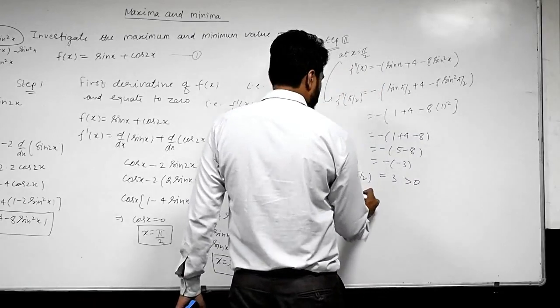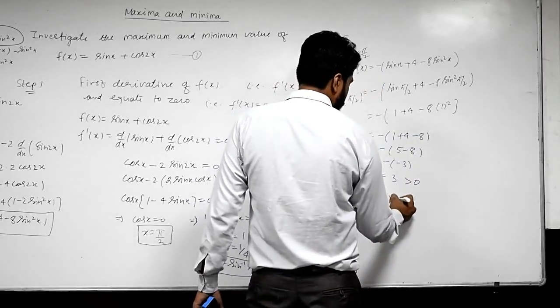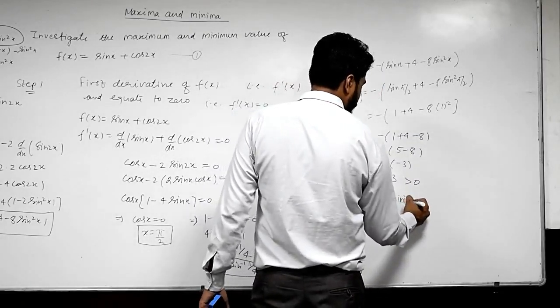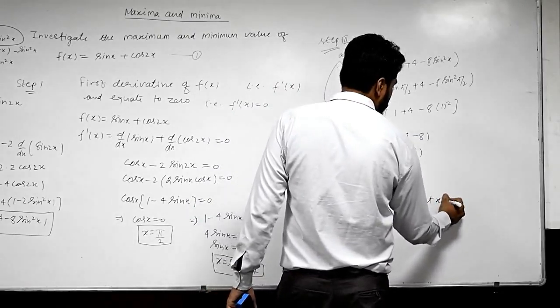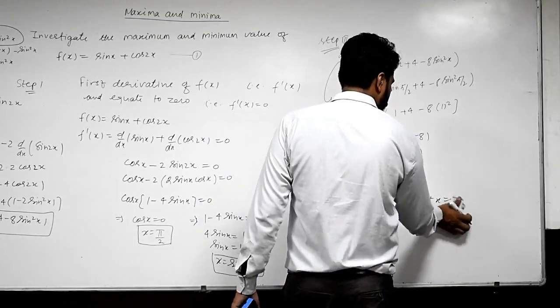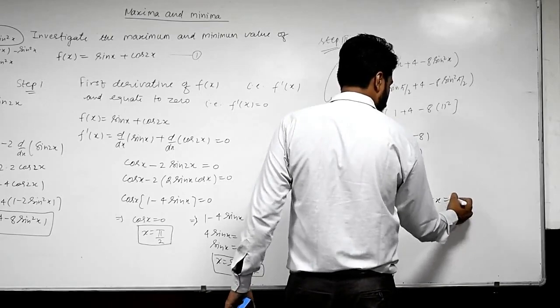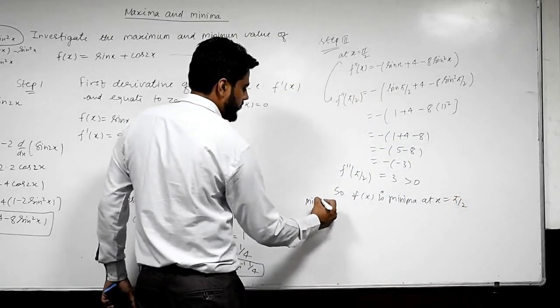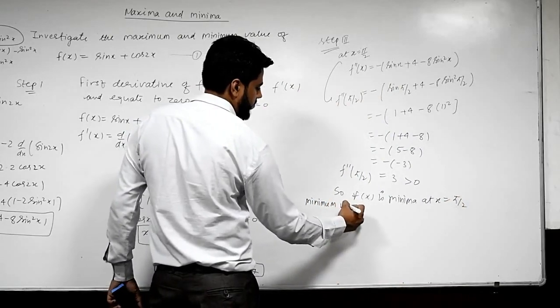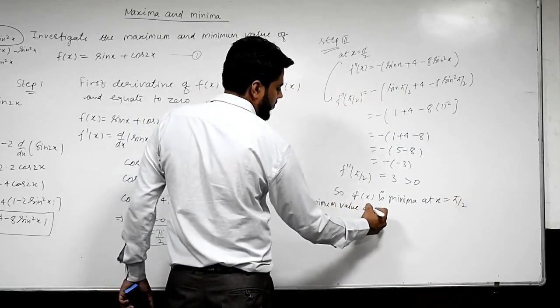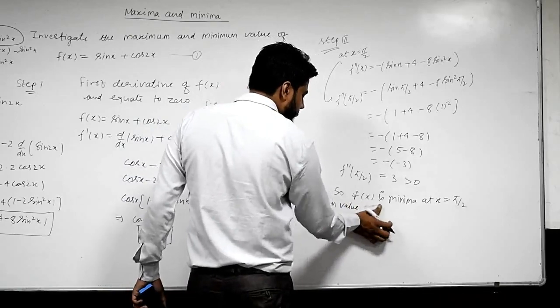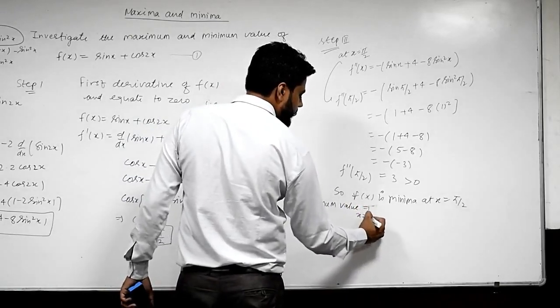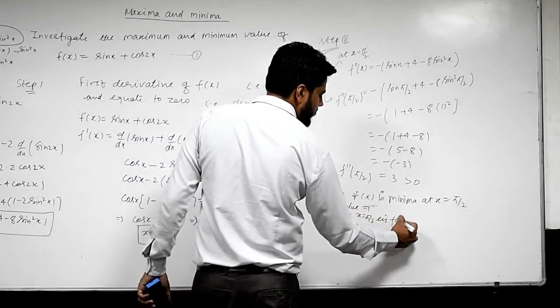So f(x) is minima at x equals pi by 2. And the minimum value, what is the minimum value? Using x equals pi by 2 in f(x).